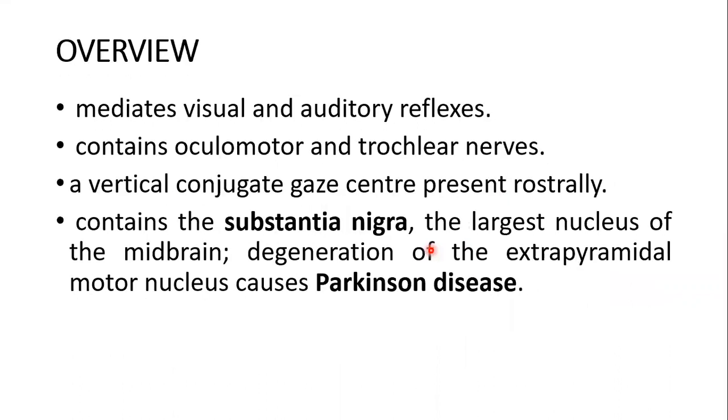So that is one point, and it contains a very large motor nucleus, one of the largest nuclei of the midbrain, the substantia nigra. Of course, nigra means black substance, which is due to the presence of the melanin pigment in its cytoplasm. Degeneration of the extrapyramidal motor nucleus causes Parkinson disease.